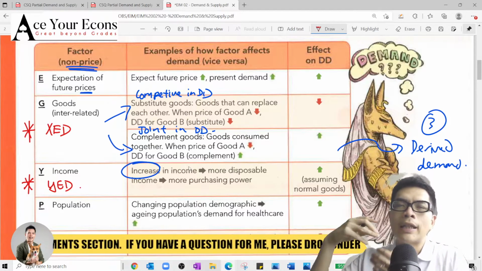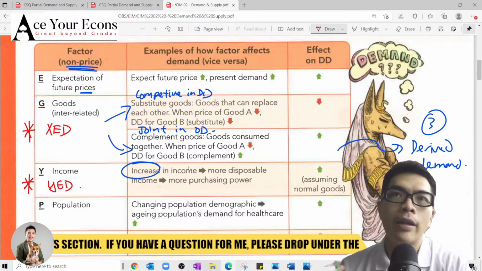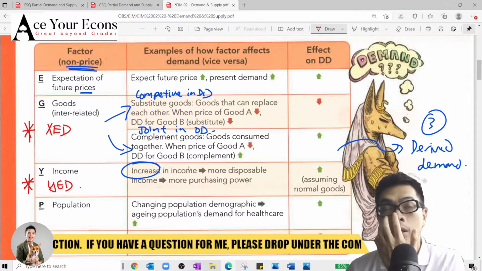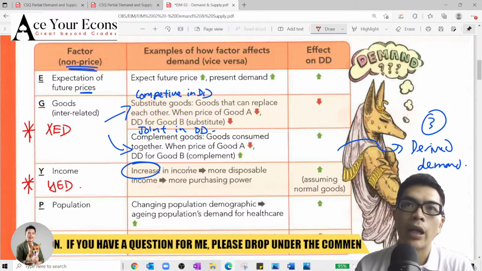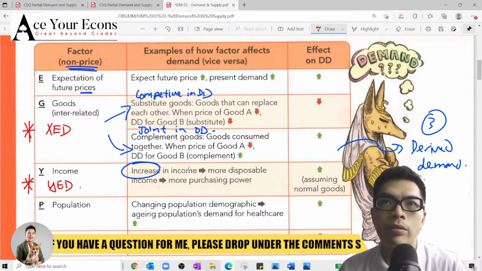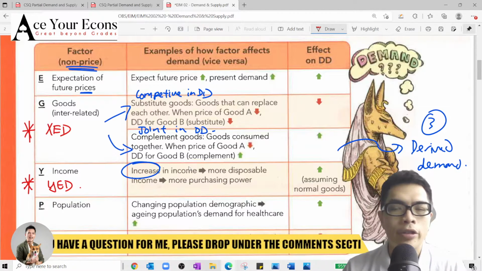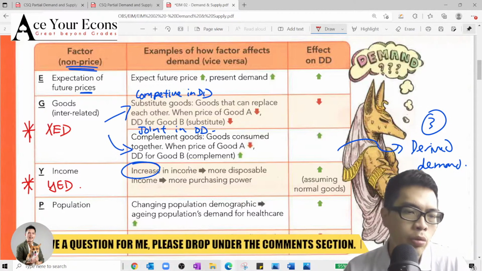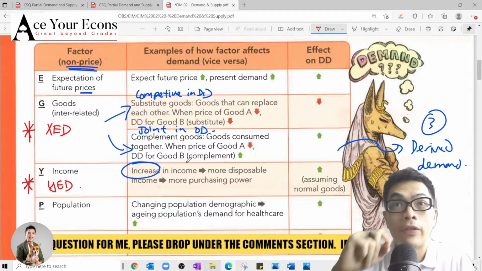So you realize that for demand and supply, there's a lot of layering. If you cannot get the basic right, you cannot get the advanced topics right. So make sure you invest sufficient time here, especially for my year 2s watching this. I'm going to cover the easy factors first.